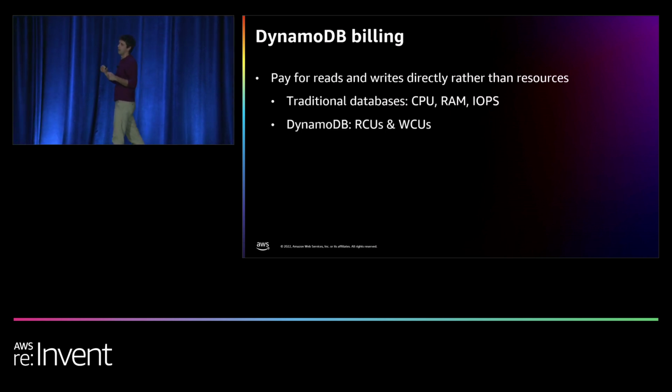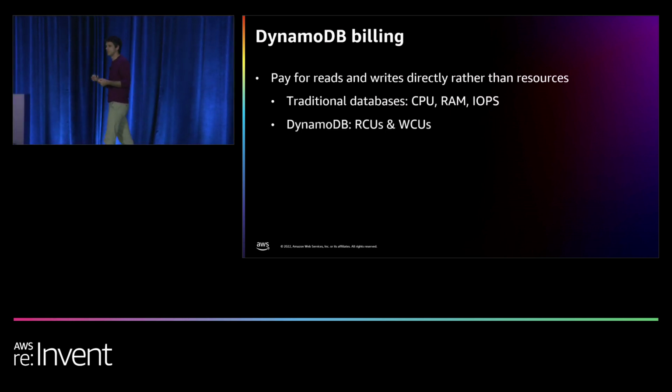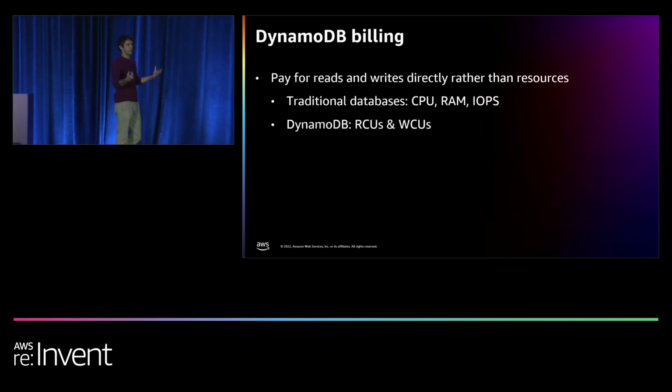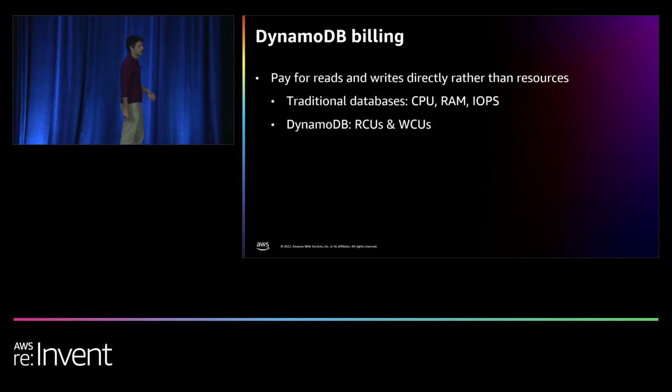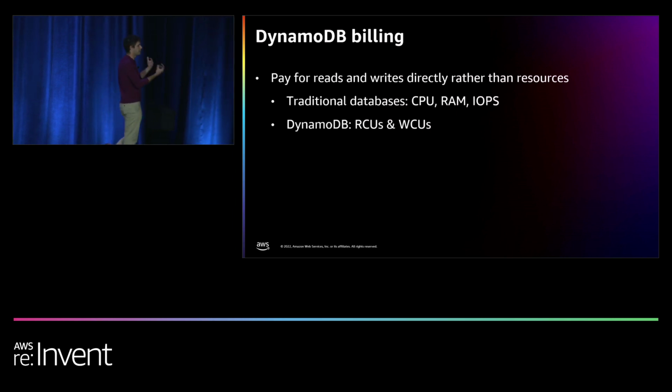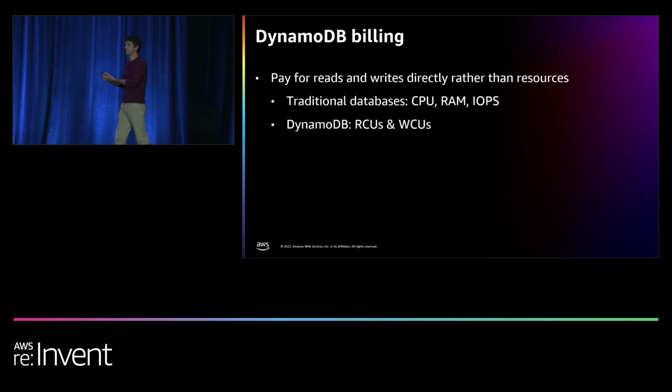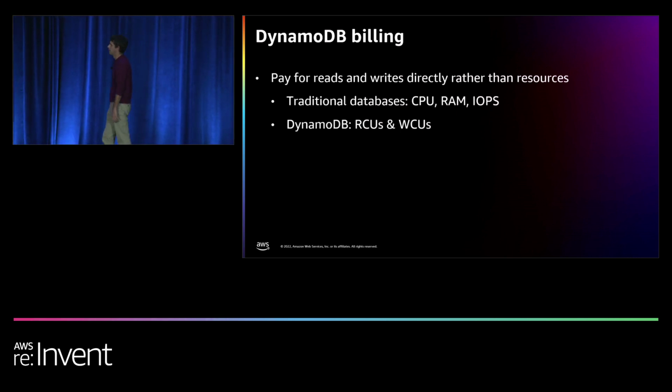Dynamo is going to charge you on what are called read capacity units, RCUs, and write capacity units, WCUs. Read capacity units allow you to read 4 kilobytes of data from Dynamo. Write capacity units allow you to write 1 kilobyte of data. And that's what you're actually charged on with Dynamo. So there's a tighter link there between what you're actually doing and how you're charged for it.